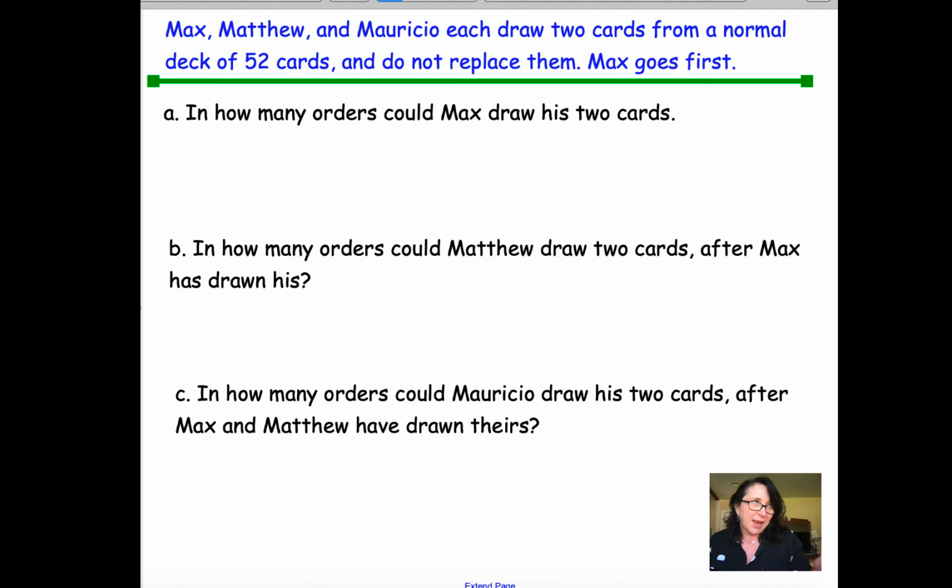We have Max, Matthew, and Maurizio all drawing 2 cards from a normal deck of 52 cards. But the trick is that they're not going to replace them. Max is going to go first. How many orders can Max draw 2 cards? So he's going to have 2 cards like this, 1, 2. The first option is he has 52 cards. And he can't replace them. So his next draw, he has 51 options. So now he has 2,652 chances or orders of drawing his 2 cards.